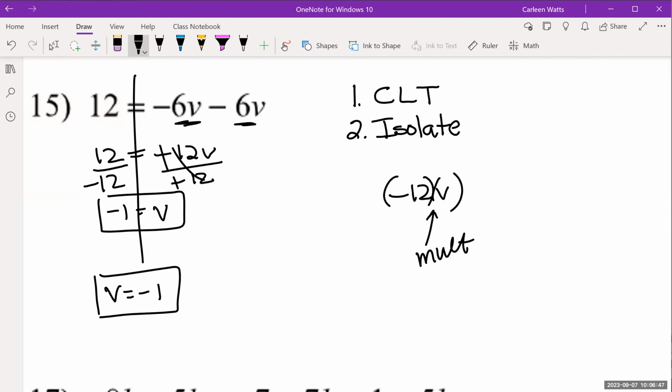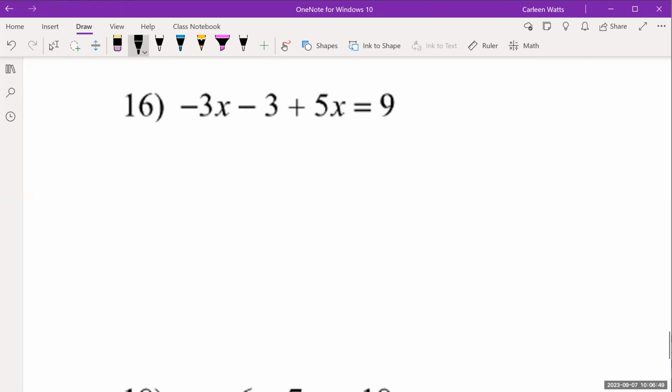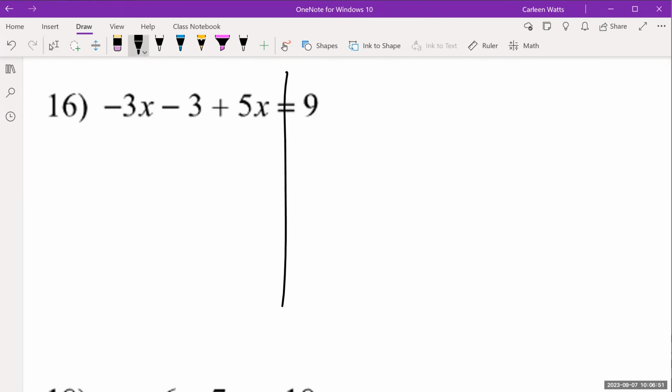Next. 16, draw a line down the equal sign, clean the house. Okay. Step 1, combine like terms. We're cleaning the house.